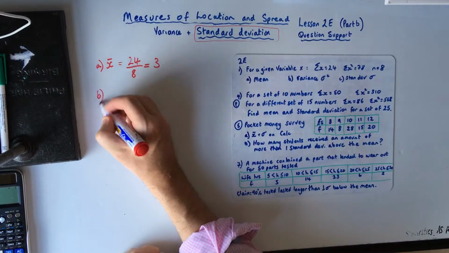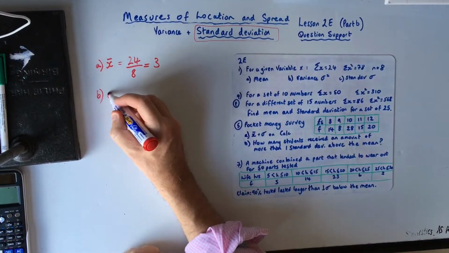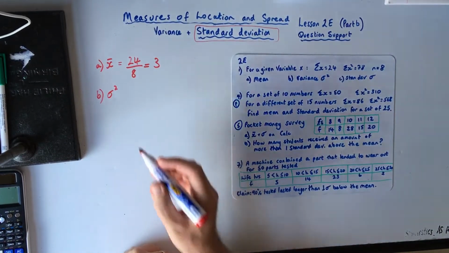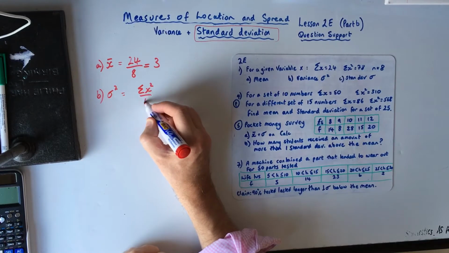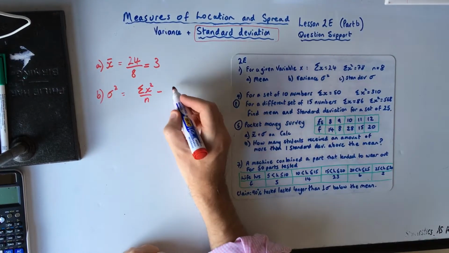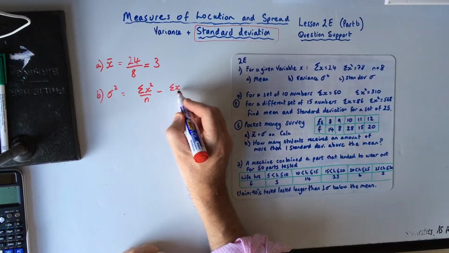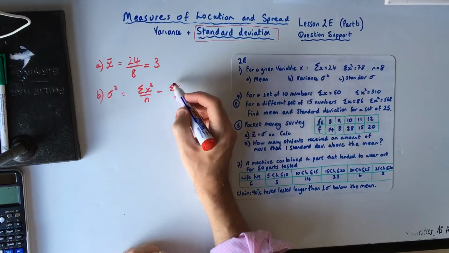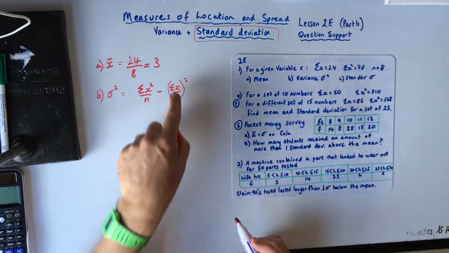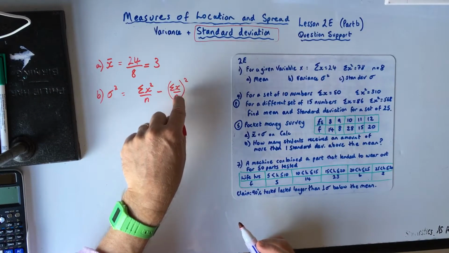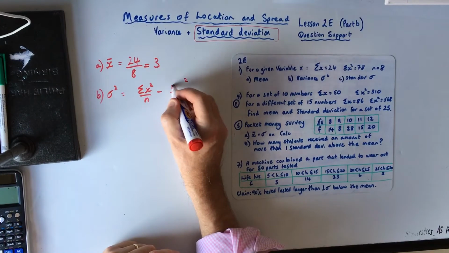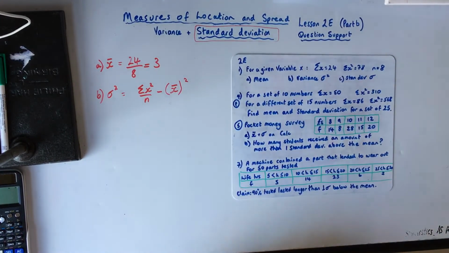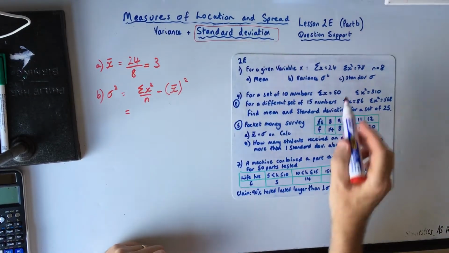Okay, so part B, the variance, so that's sigma squared. That is equal to the sum of x squared over n, minus the mean squared. So you might see it written like that. I'm going to change this in a minute because that's the symbol for the mean, the sum of x divided by how many there are. But in future, I'm just going to write it like that, because it's just simpler. That's why they're giving you this summary data.